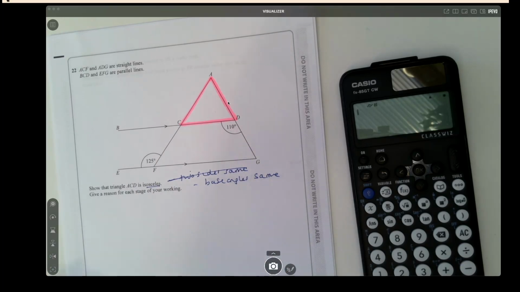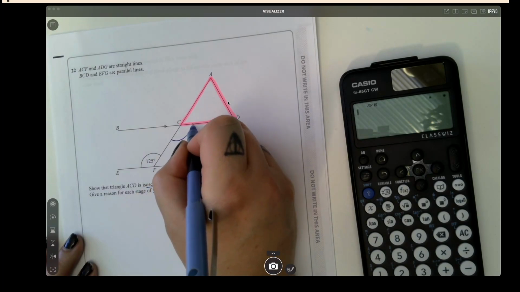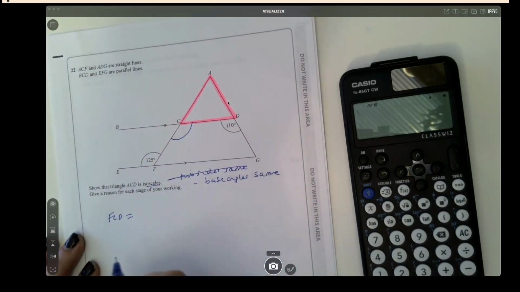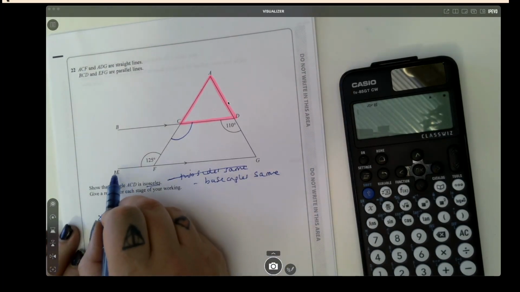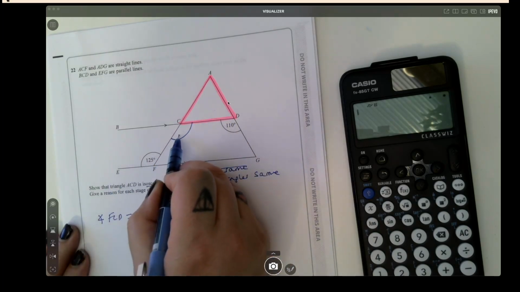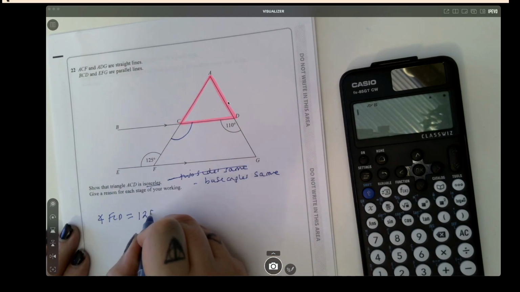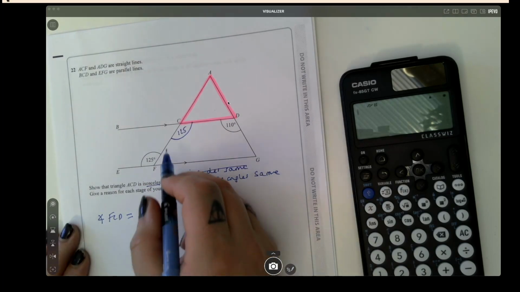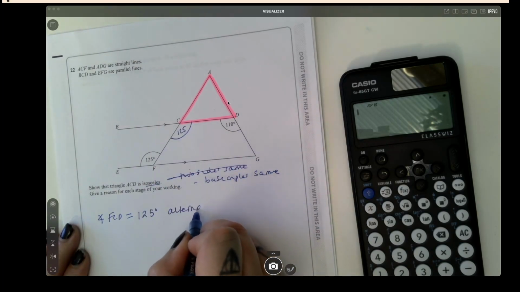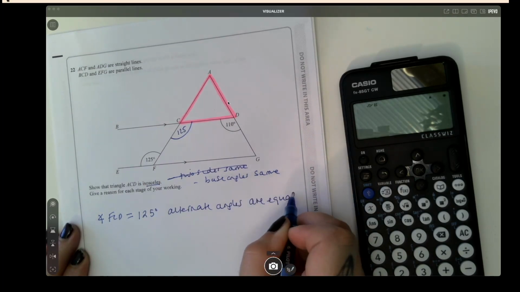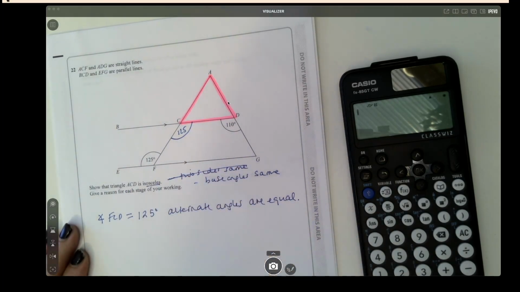So the first thing I'm going to do is this angle here, FCD. So angle FCD, with the symbol for angle. You've got two parallel lines and we've got this Z shape here. So this angle and this angle are equal. So FCD is 125, and I'm putting it here on my diagram because alternate angles are equal, because of that Z shape.